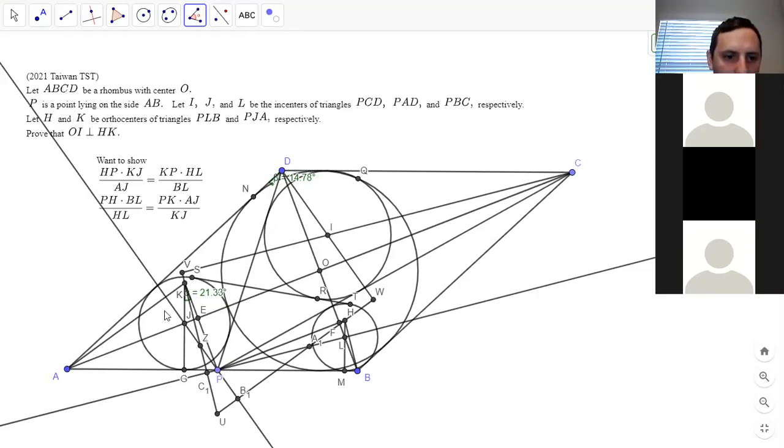So did you say JKP and JAD? Yes. Interesting. If we find it, then similarly we're going to find P, H, L, and then the ratios are going to be equal because one of them is going to be AD and the other one is going to be equal to BC. So we basically finished the problem.